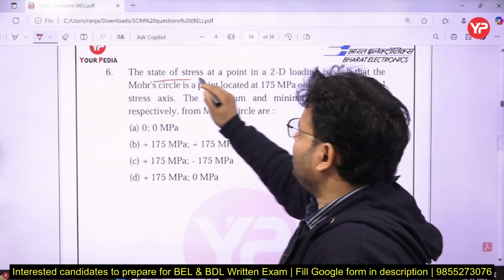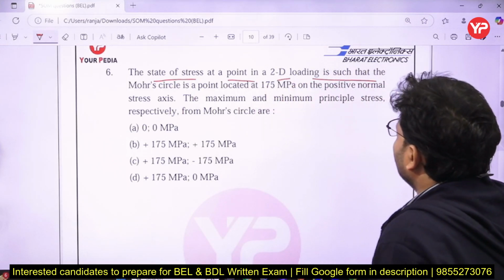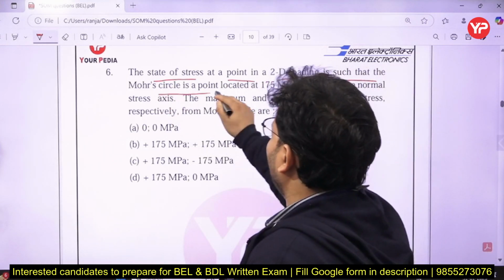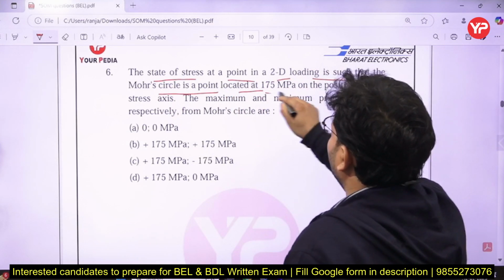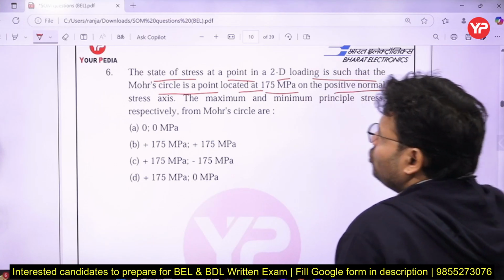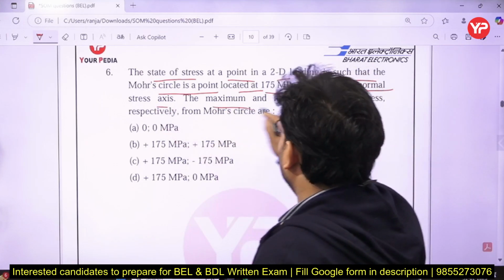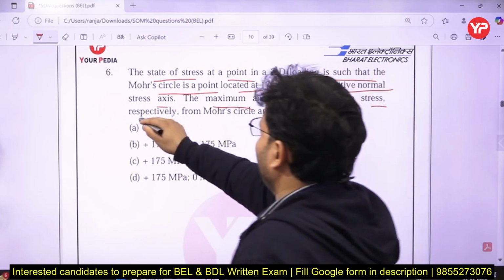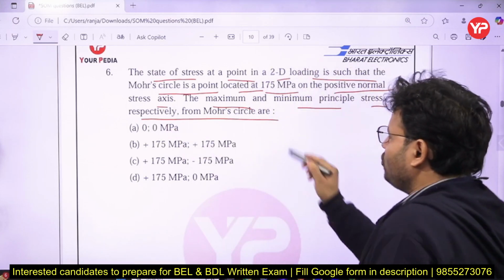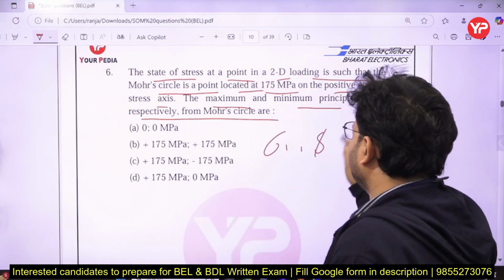The question is: the state at a point under 2D loading is such that the Mohr circle is a point located at 175 megapascal on the positive normal stress axis. The maximum and minimum principal stresses respectively from the Mohr circle are... That means you have to calculate sigma 1 and sigma 2.